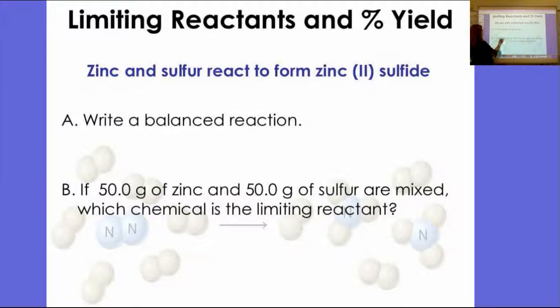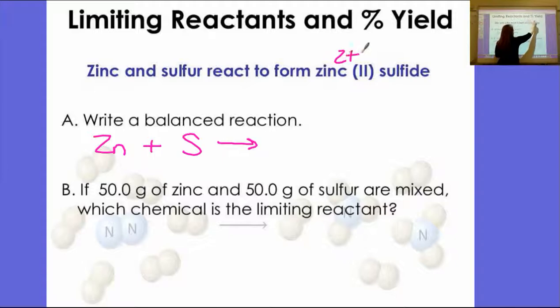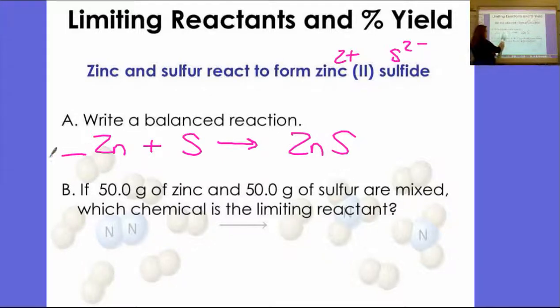Writing a balanced reaction. Zinc and sulfur, all by themselves, that's easy, form zinc sulfide. This is a 2 plus. Sulfur, sulfide is an S2 minus. This one's going to be nice and easy for us because my ratio is going to be 1 to 1 to 1. So, here's the little twist when we add in a limiting reactant.